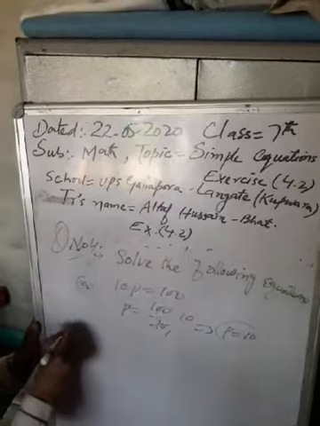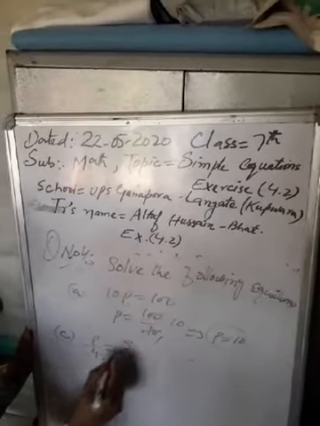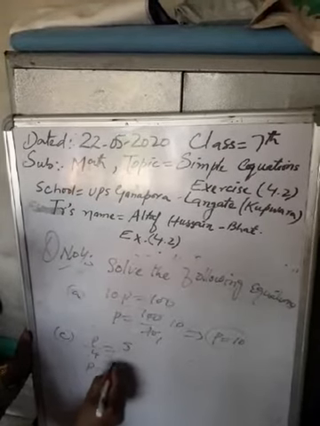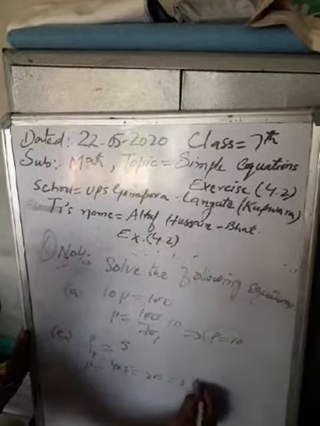In part c, p divided by 4 is equal to 5. So this becomes p is equal to 4 multiplied by 5. 4 fives are 20. This becomes p is equal to 20.